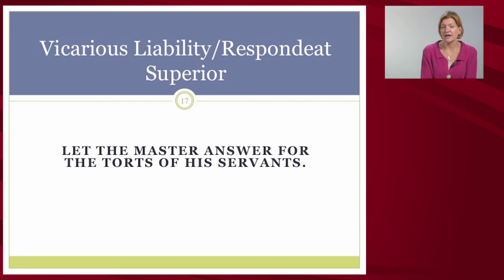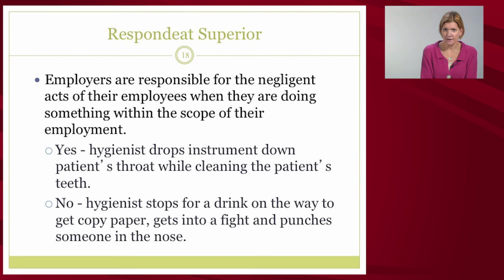Vicarious liability. Vicarious liability has been around for a long time, and that's kind of indicative in this little quote: vicarious liability, let the master answer for the torts of his servant. That means that the principal is responsible for the negligent acts of his or her subordinate agent or partner. Respondeat superior is another way to describe vicarious liability.